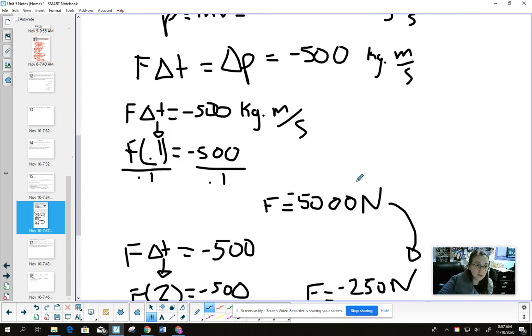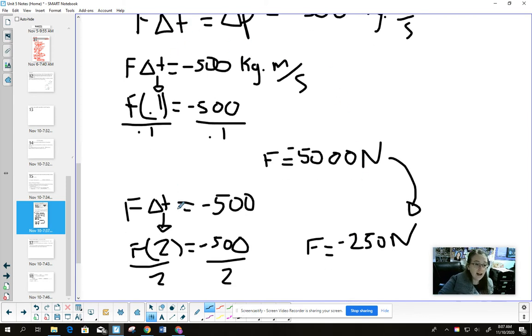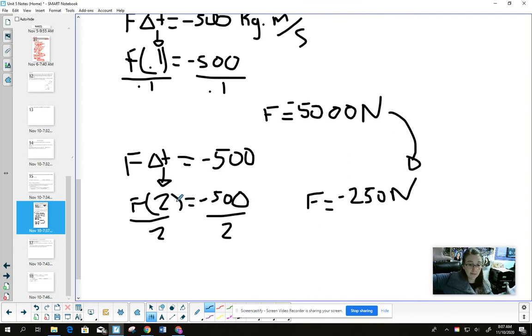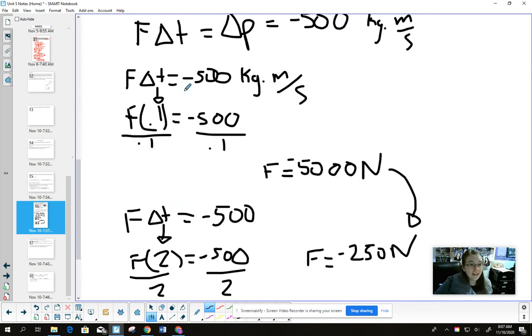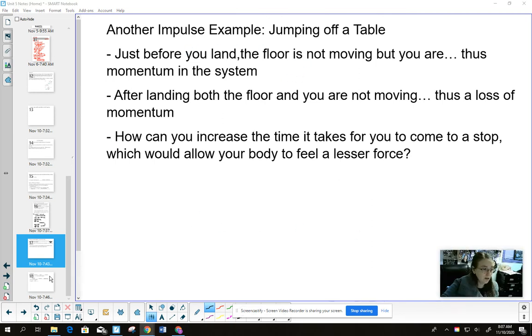So I hope this makes sense what impulse means. Again, to cause that change in momentum, we can either increase the time it takes for you to come to a stop, or we can have a very large force and very small time. Again, in terms of safety measures, it's better to have a long contact time and less force so it hurts less on you. So one more example to kind of wrap up with impulse here.